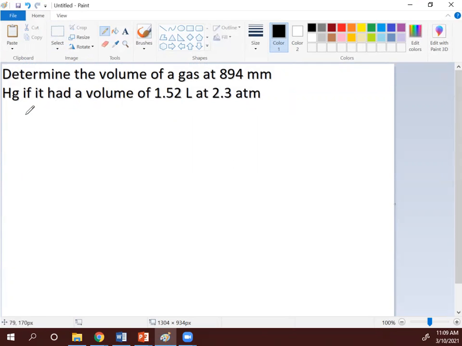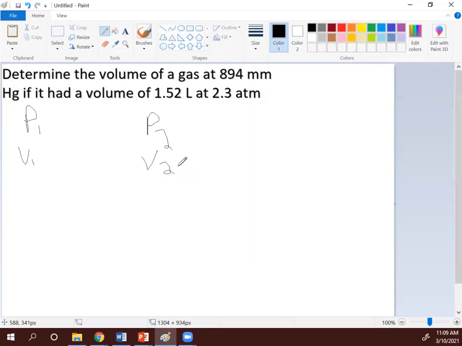So I know I'm going to have a P1, a V1. I like to write it out like this: a P2 and a V2. Now it doesn't matter which ones are ones and twos. The P1 can be the initial pressure or the final pressure. It doesn't matter, as long as the pressure and the volume at that condition are on the same side.